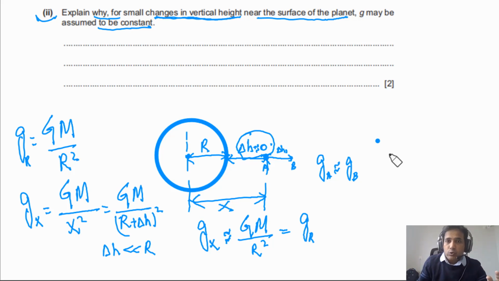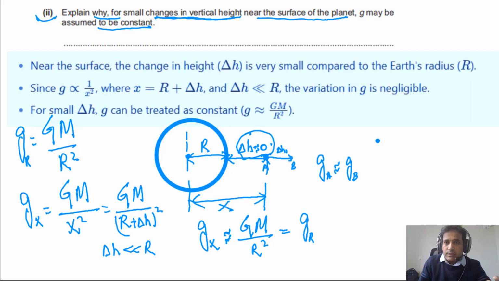Now let me show you the answer, how you can write down your answer. So here is the answer. This is how you can write it down. If you include these points in your answer, you will get 2 marks. We have mentioned in this case x is equal to r plus delta h. Delta h is very small as compared with r, so g is approximately equal to this one. So for small changes, g is about constant.